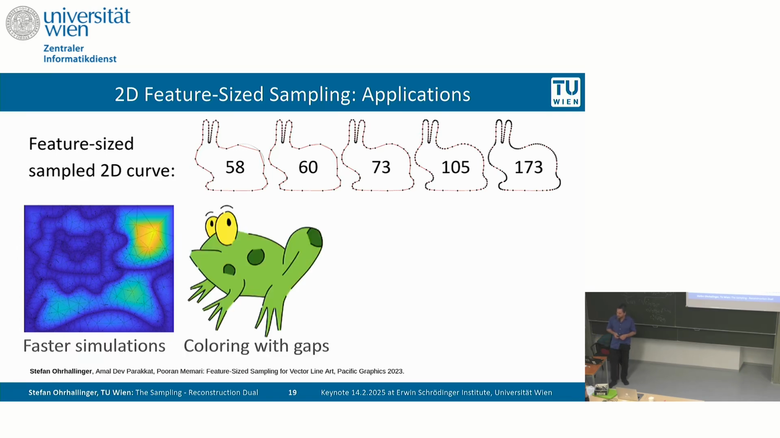Another application is different. So when you color a sketch and you have open boundaries like here, then when you click inside in the paint program, the color will bleed outside, and this is not what you want. So what we do here in the background is only triangulation like here, and then we get all these open boundaries.